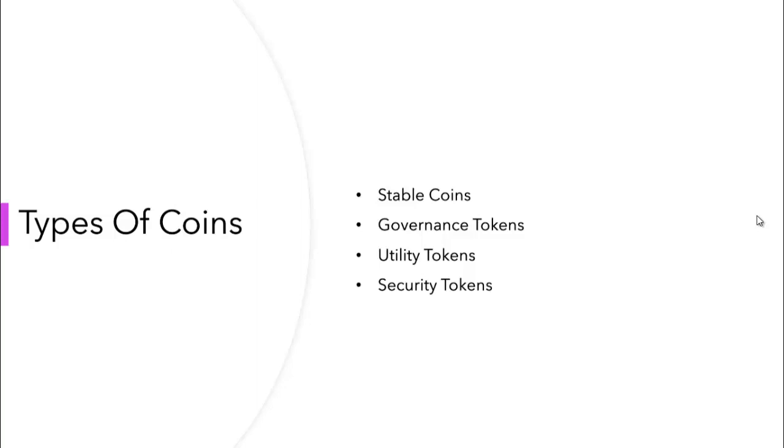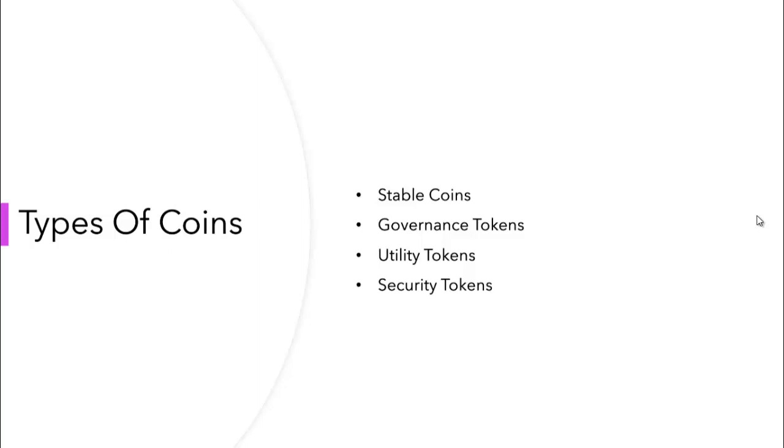So security tokens. Security tokens represent ownership of an off-chain asset. When I say off-chain, it's not on the blockchain. An off-chain asset like real estate, a share of a stock, a business, maybe a yacht, all that, and they have their value directly tied to the value of that asset.